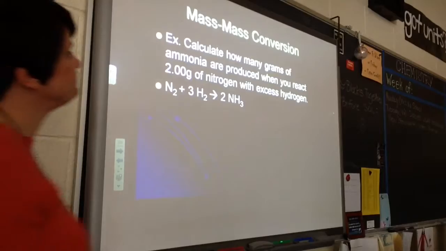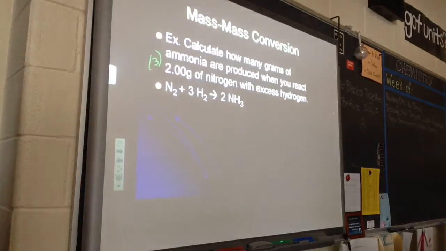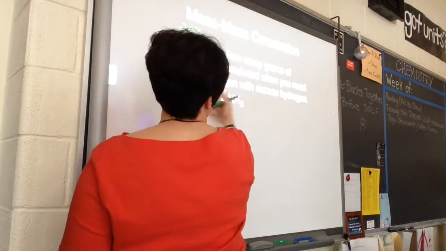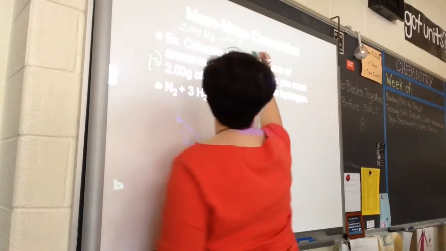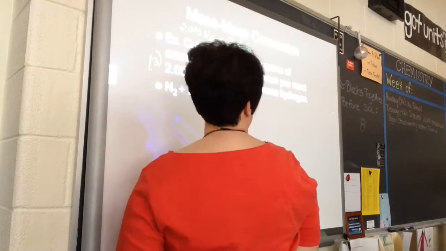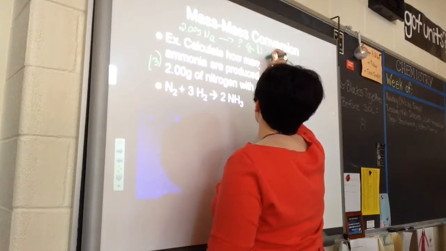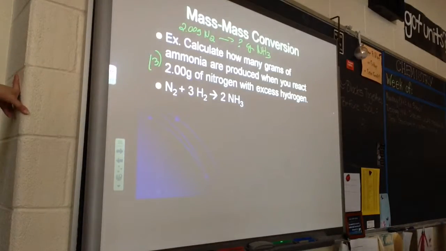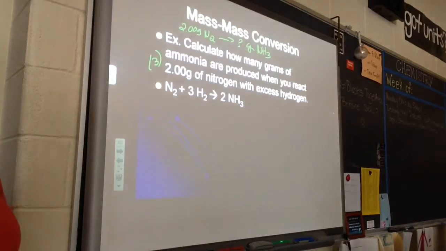Stick figs. What's happening here? 2.00 grams of nitrogen are going to make how many grams of what? What's the question? How many grams of what? Ammonia. Okay, this is what we want to know. Start here, end here. Yes?